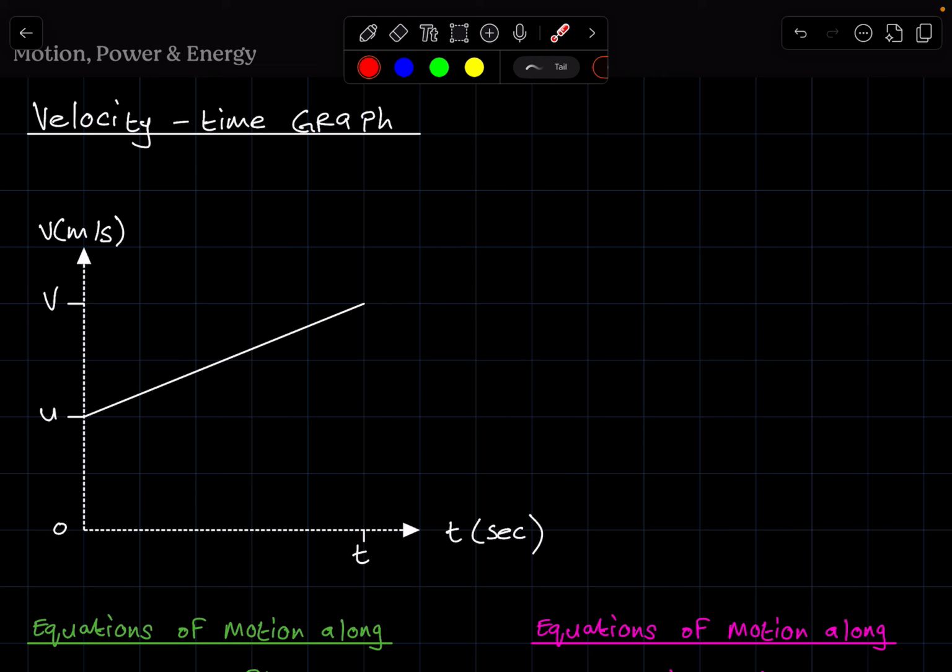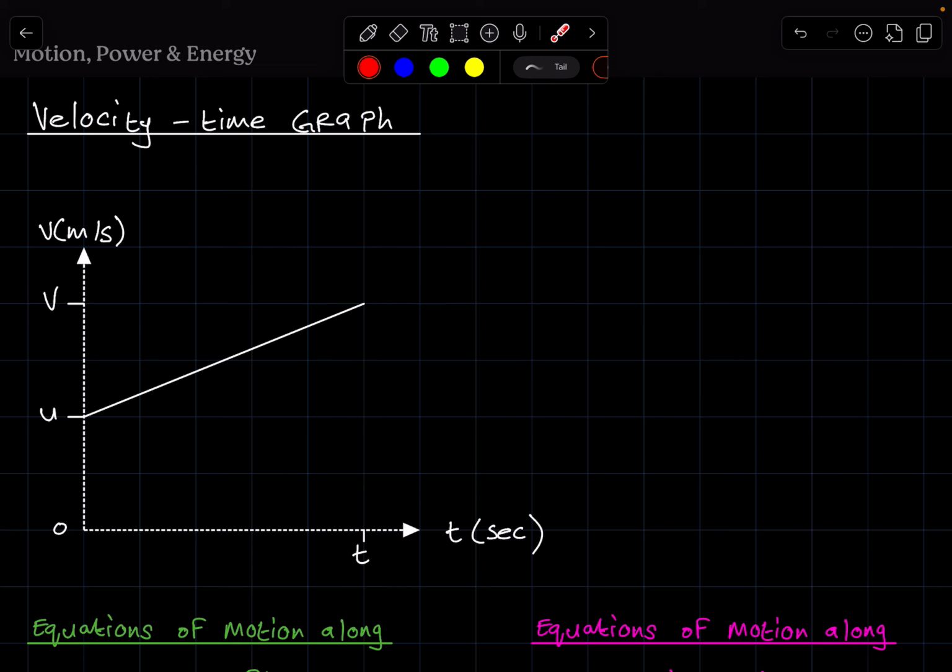Right, today we'll be looking at a topic called kinematics, which we find under module 1 for Engineering Science N3. Module 1 in Engineering Science N3 is known as motion, power and energy. And kinematics is essentially a branch of mechanics where we look at the motion of objects without considering the forces that cause the motion.